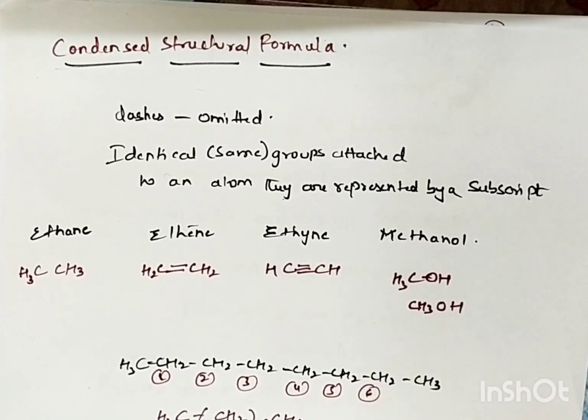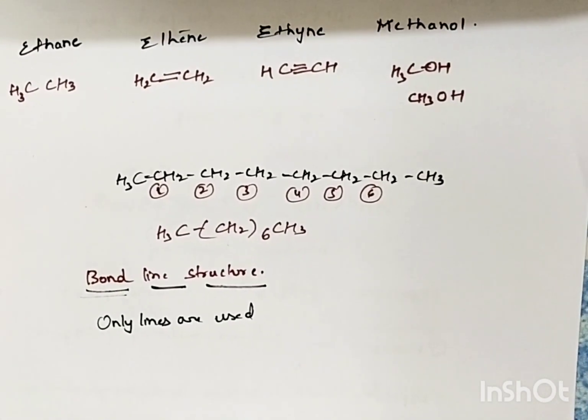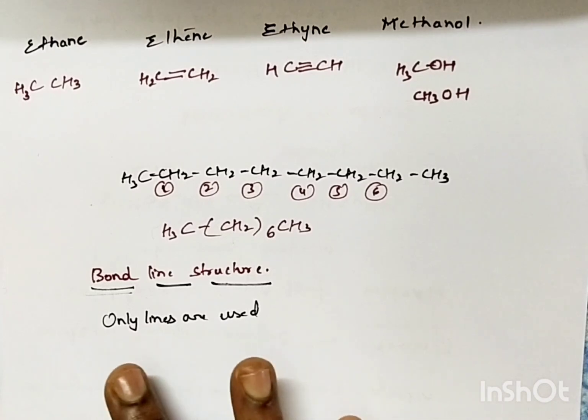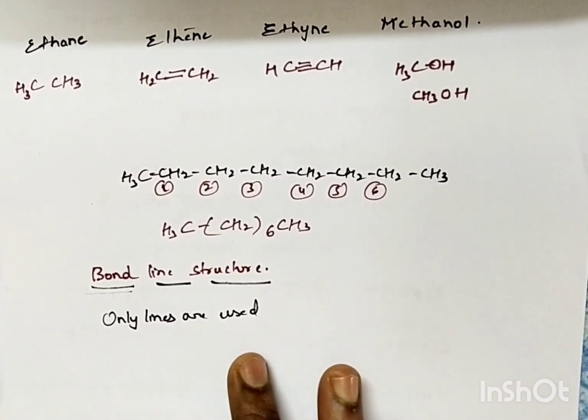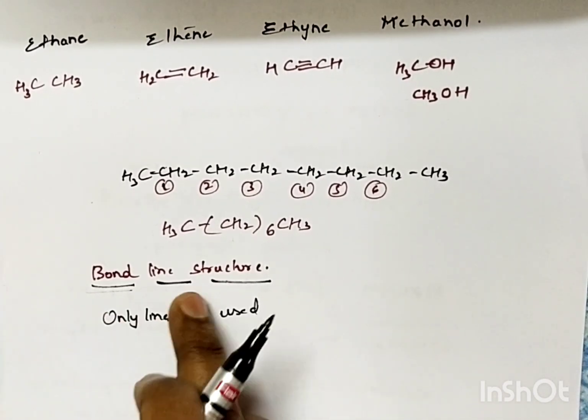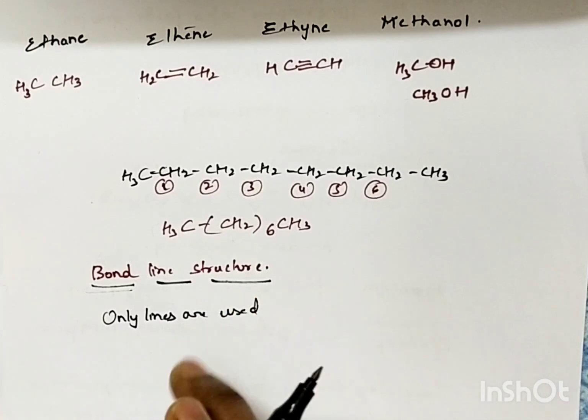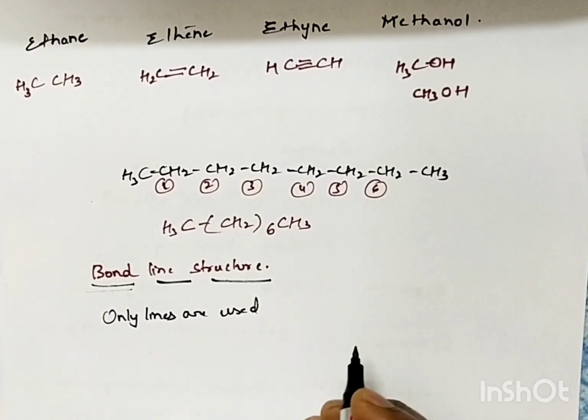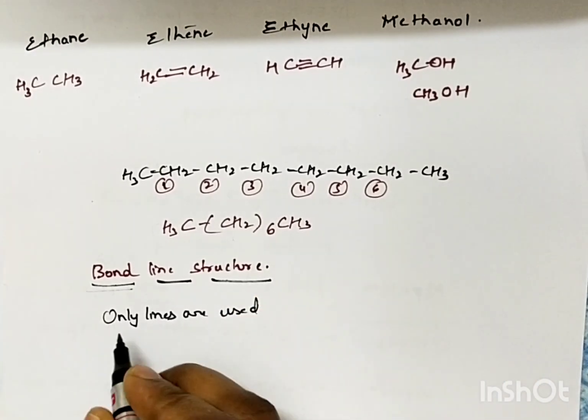Another way of representing structure formula is the bond line structure. In this, it is the simplest way of representing the structures. Only lines are used. Okay.